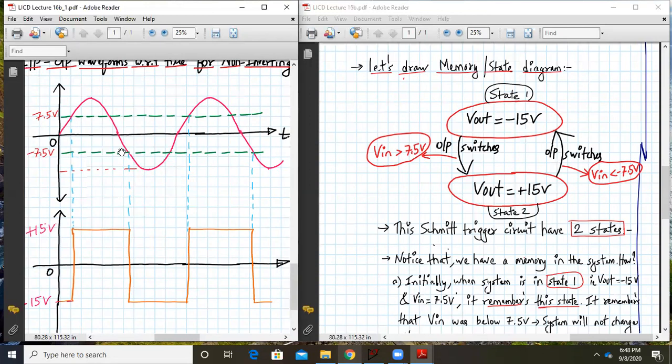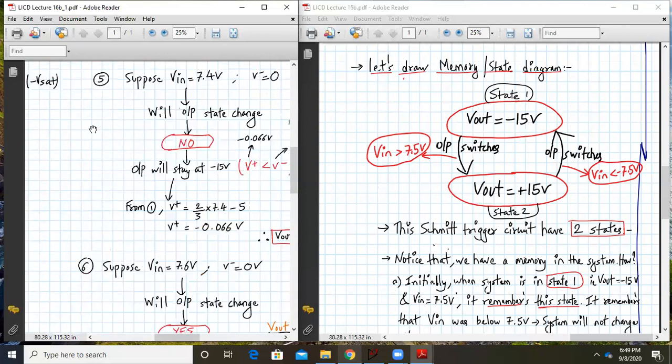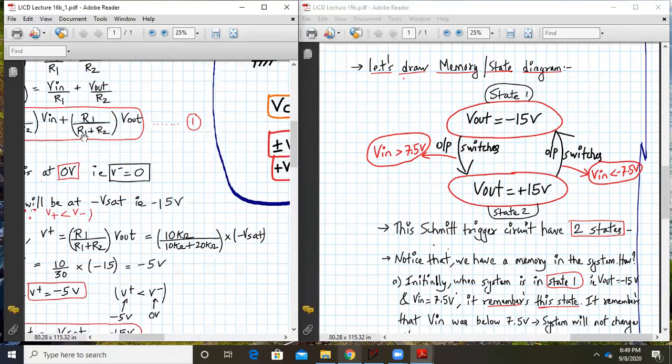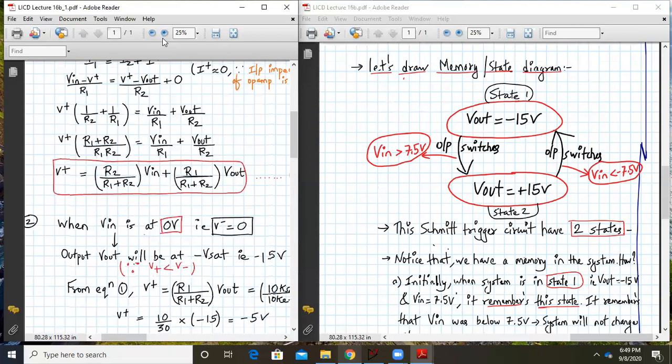Now again, the next time the input changes and becomes greater than plus 7.5, my output state will again change from minus 15 to plus 15, and the cycle will continue. So the next time output will change when input becomes lesser than minus 7.5. So where did the 7.5 magically come from? Now we know that here, let's consider this case.